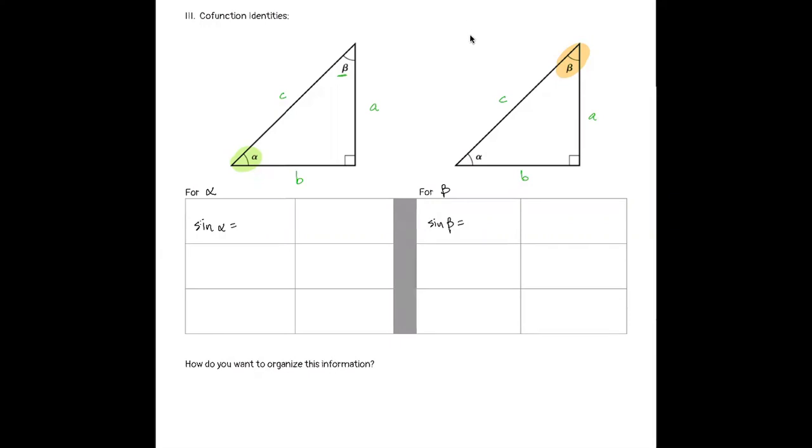So how much time do you think we need to do that? Let's take about 5 minutes and do that, and then I will see you folks back here in a little bit.